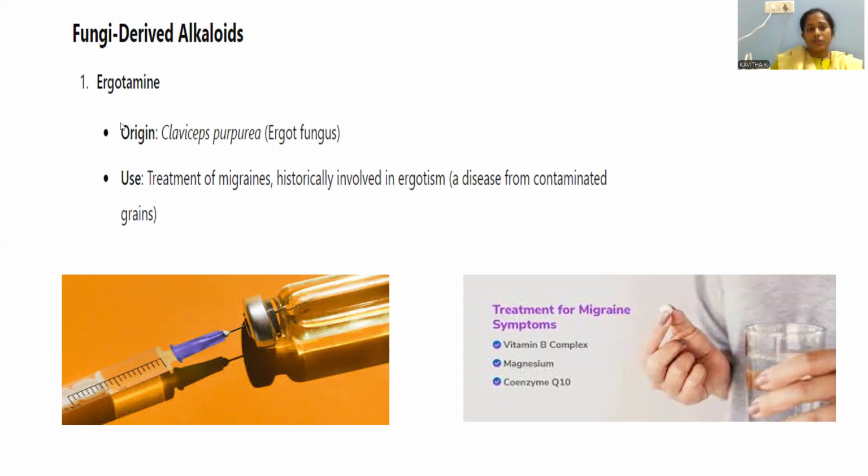Ergotamine is an alkaloid extracted from a fungus. From which fungus are we extracting? Claviceps purpurea, the ergot fungus. Claviceps purpurea is the scientific name of this fungus, and ergotamine is the alkaloid extracted. For what purpose are we using this one? Treatment of migraines, historically involved in ergotism, a disease from contaminated grains, right? If contaminated grains are consumed, migraines appear. In that condition ergotamine can be utilized. This is the way we can apply it.